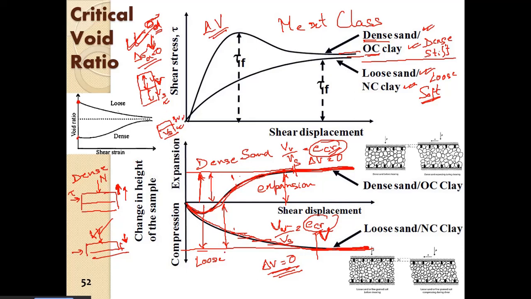So when we shear the sample for a particular effective confinement, remember these terms, remember why I'm emphasizing this. It is effective confinement, not total. Effective should be equal to total minus the pore water pressure. If I take total stress 200 kPa and pore water pressure 100 kPa, we are at the same effective confinement of 100 kPa.